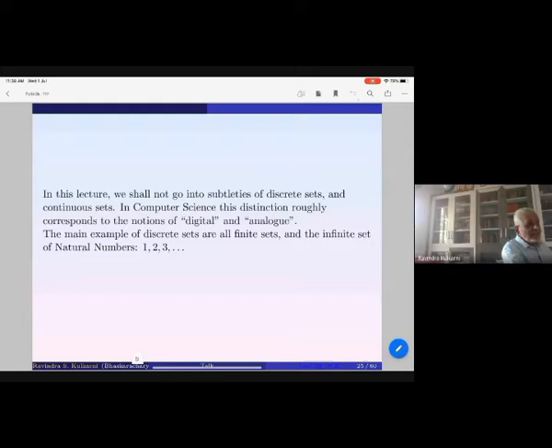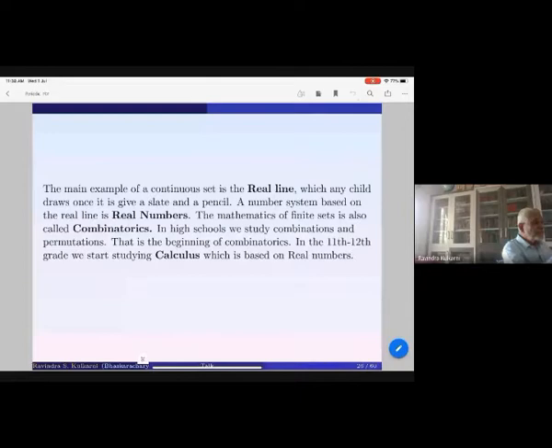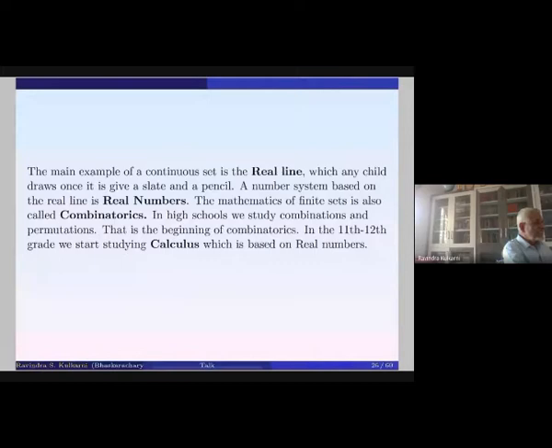This is a topological notion. Now, the main example of continuous sets is the real line, and a number system based on the real line is real numbers. The mathematics of finite sets is called combinatorics. In high schools, we study combinations and permutations. That is the beginning of combinatorics. In the 11th and 12th grade, we start studying calculus. That is based on real numbers.